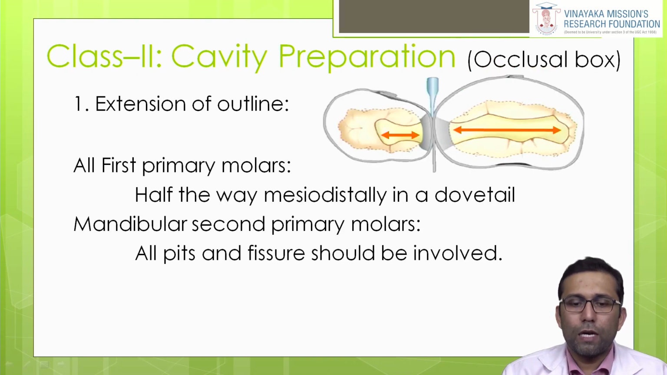Now, class 2 cavity preparation, the modification first is the extension of outline. In a class 2 cavity preparation, the occlusal box of the first primary molars should be extended only to the halfway mesiodistally in the dovetail fashion. Whereas in the case of the mandibular second primary molar, as shown in the picture, all the pits and fissures should be involved in the preparation of an occlusal box of a class 2 cavity.